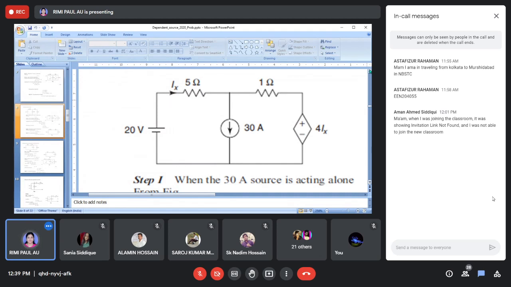And Ix, when two sources are acting, that time what would be the Ix? That will be solved by zone 2. Clear? When one source, this 20-volt source is acting, that means Ix double prime, this will be solved by zone 3. When 30 ampere source is present, the current is Ix prime, that will be solved by zone 1. And when two sources are acting, what will be the Ix, that will be found out by zone 2. And 10 minutes you have.